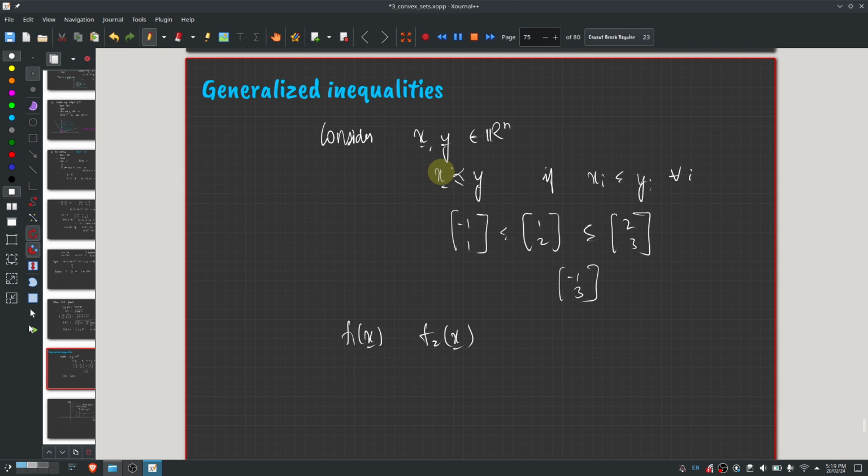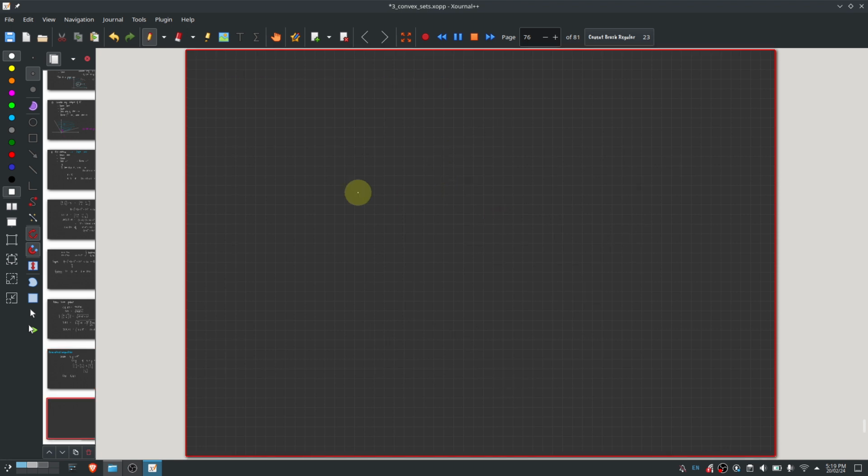Okay, so suppose that K is a proper cone, then I'll define the generalized inequality with respect to this proper cone. I'll denote this in this particular fashion.